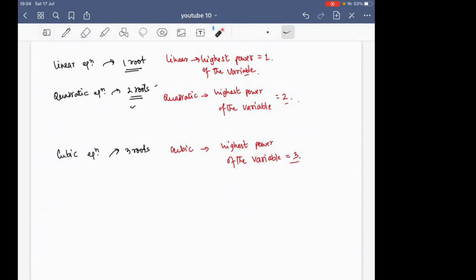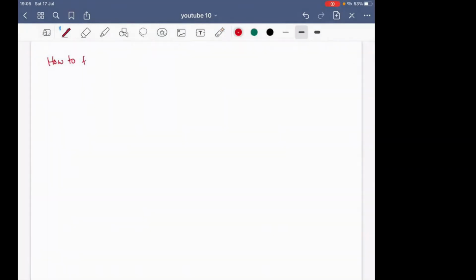Okay, now let's come back to the discussion of the quadratic equation again. We have known what a quadratic equation is. We have known how many roots the quadratic equation has. Now we are going to focus on how to find out the roots of a quadratic equation. So now the question is how to find out the roots of a quadratic equation.